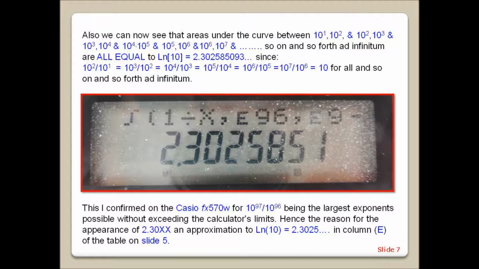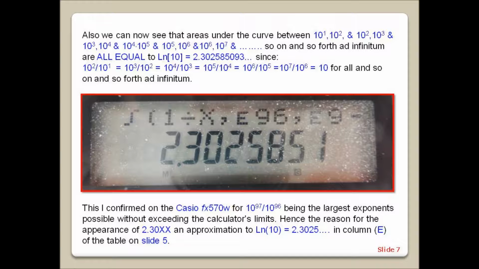since 10 to the power 2 divided by 10 to the power 1 is equal to 10 to the power 3 divided by 10 to the power 2 is equal to 10 to the power 4 divided by 10 to the power 3 is equal to 10 to the power 5 divided by 10 to the power 4 is equal to 10 to the power 6 divided by 10 to the power 5 is equal to 10 to the power 7 divided by 10 to the power 6 equals 10, and so on and so forth ad infinitum.